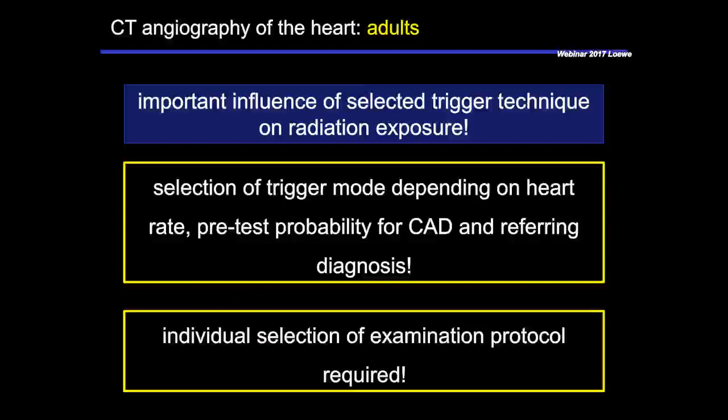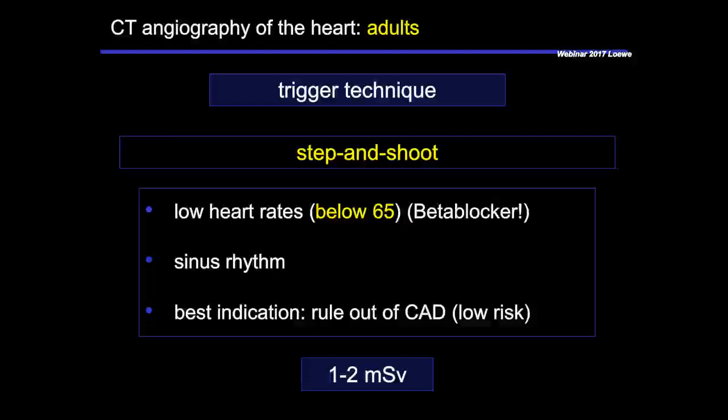As we already have heard, there are three main possibilities regarding the triggering technique, including first the step and shoot, the really pure prospectively triggered scan, only recommended in patients with a sinus rhythm and very low heart rates, and the best indication is the rule out with a very low risk probability of the patient. Why just in rule out patients with a low predisposed probability?